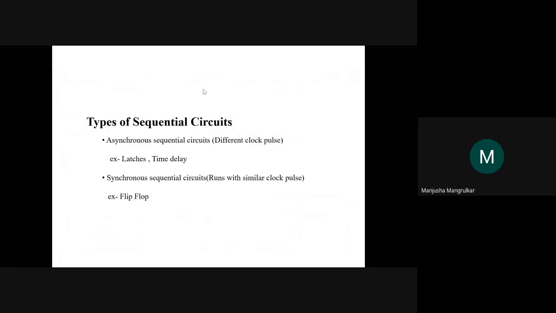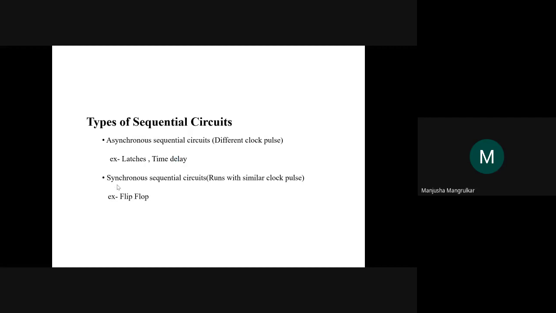Now, the types of sequential circuit. There are two types of sequential circuit. One is the asynchronous sequential circuit, right? In an asynchronous sequential circuit, there are different clock pulses, right? First, we need to understand the clock pulse, right? So, it is a different clock pulse. Examples of the asynchronous sequential circuit are latches and time delay. Time delay also has a different clock frequency or a different clock pulse.